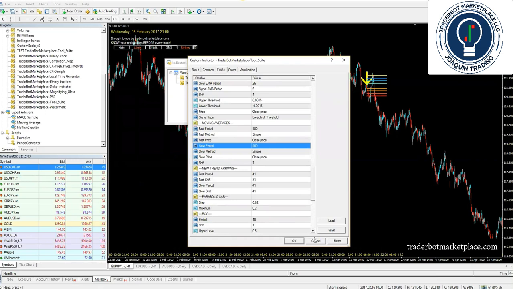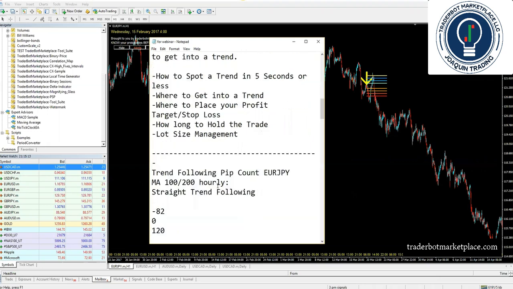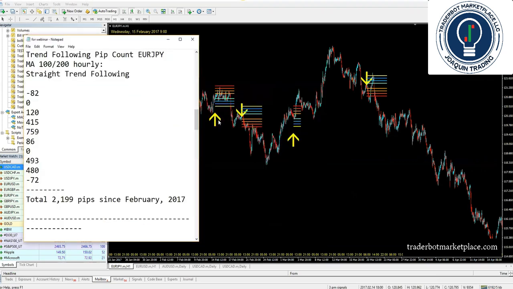100 over a 200 right there. Just simple as you can be. Now, let's see if this made any money. I'm going to pull up my little pip count chart. Now you see this arrow right here. From the time that the trade entered here until the time it got out here, it was a negative 82 pips. Not a good thing.